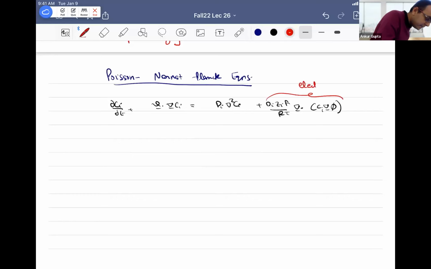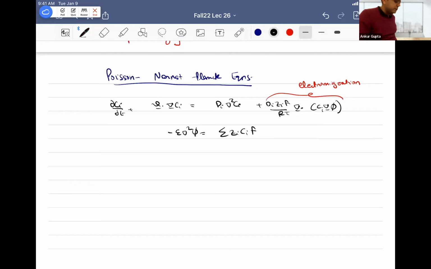The first part you had already seen. This is the electromigration part. I already substituted the value of Ni and rearranged everything to make it look similar to what we had seen before. And then I add epsilon del square phi is equal to summation Zi Ci F. So these are known as the Poisson-Nernst-Planck equations, and these are the governing equations for electrolyte transport.